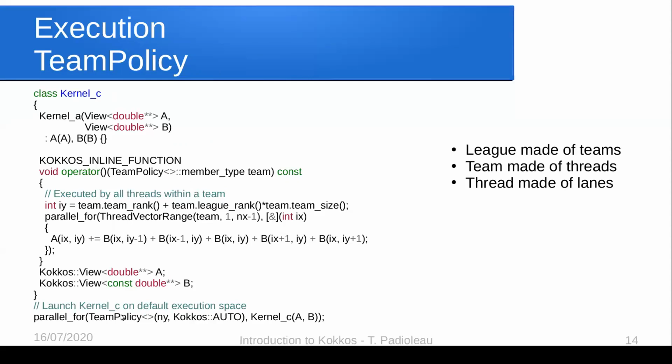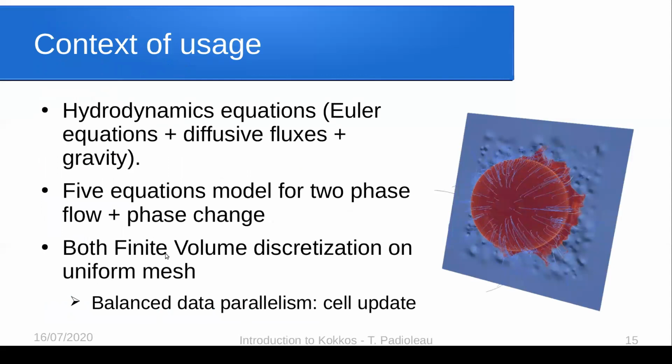So in this team policy, there are three levels of parallelism. So we have a league which is made of teams. Teams are made of threads, and threads are made of lanes. So these three levels map to some hardware resources, and we can use them to map work to them. So in this example, we map some thread inside a team to a row of points. And we distribute the work to one thread here. So this example is a bit more complicated, but it gave a better result, as I will show you.